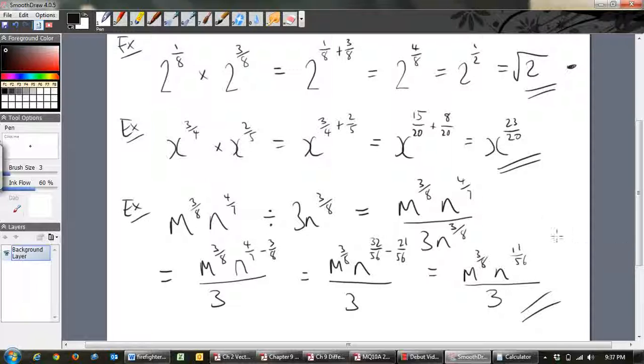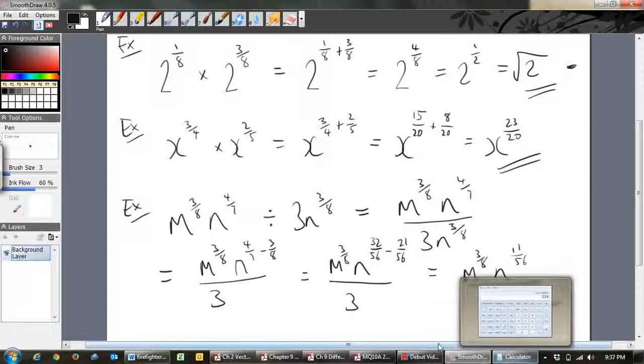It looks horrible, and it is horrible. But there you go. There's no simpler answer than that. That's fractional powers. Get used to them. They're a lot of fun. I say, giggling under my breath.